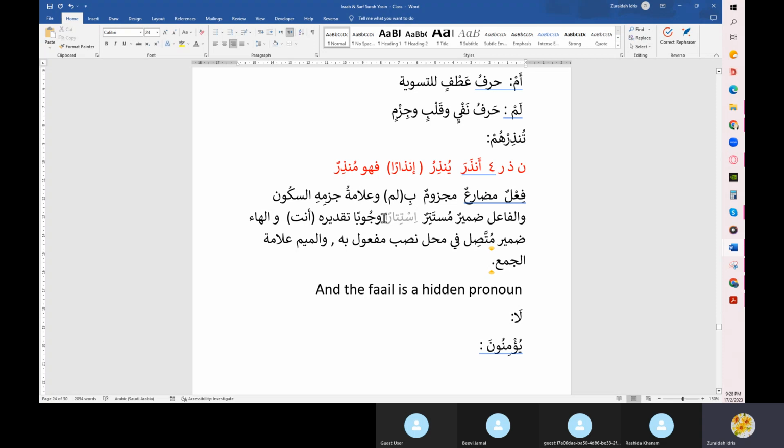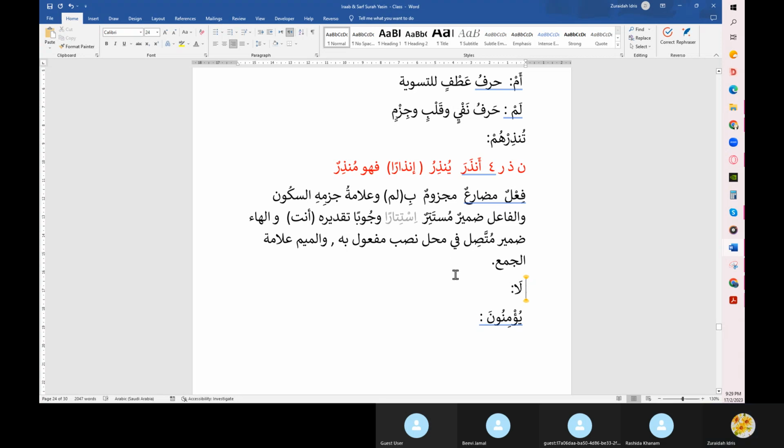Does that mean the mudhari in original form is a hidden pronoun? The fa'il is always hidden. Anta. If it was huwa or here, you can actually have an outside doer. In this case, you cannot, because it's always inside. You can't take it out. So the domir mustatir is always in there. Because you cannot take it out, you can't have an outside doer. You get what I mean? Okay, alhamdulillah.